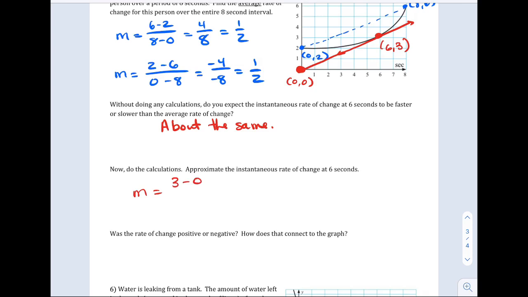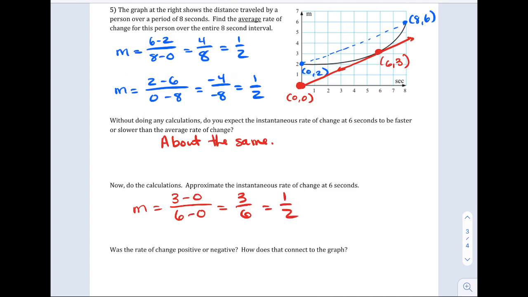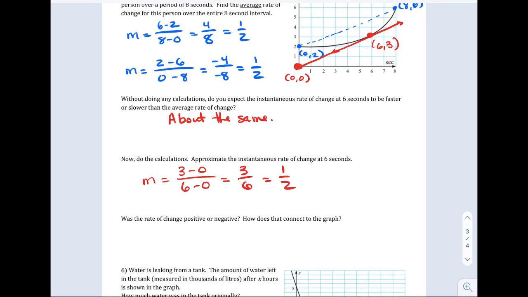So our y values, 3 take away 0, divided by 6 take away 0, which is 3 divided by 6, which is a half. So it tends to be the same rate of change at 6 compared to the average rate of change over the first 8 weeks. Now, once again, your line might be a little bit more steep or a little bit less steep. You might have a different slope, but that's the idea behind what we're working on.